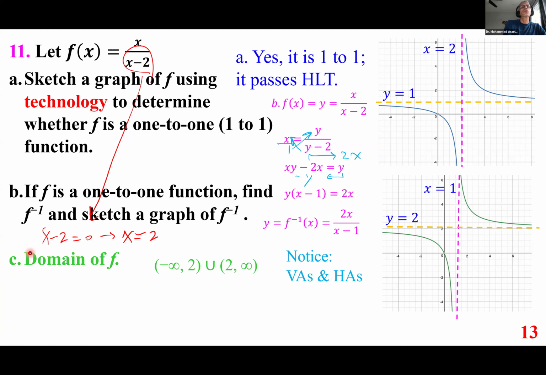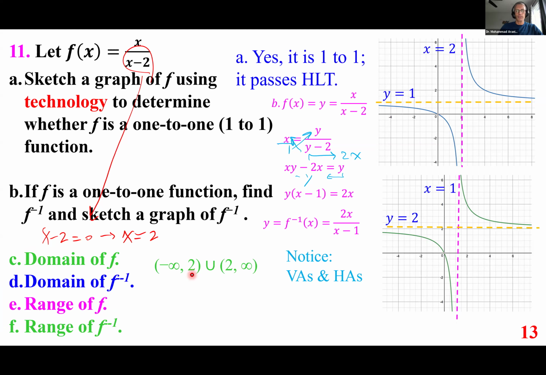And domain becomes range, everybody, for the other function. So the range for f inverse is the same thing, because if two functions are inverse of each other, domain of one becomes range of the other.